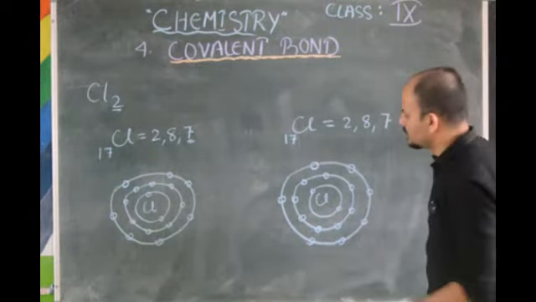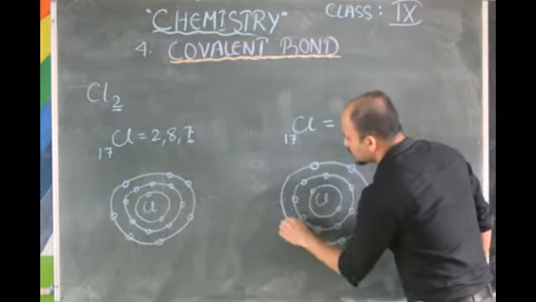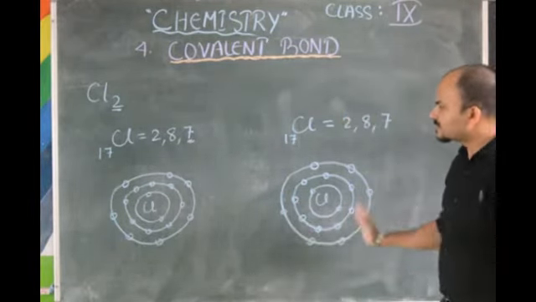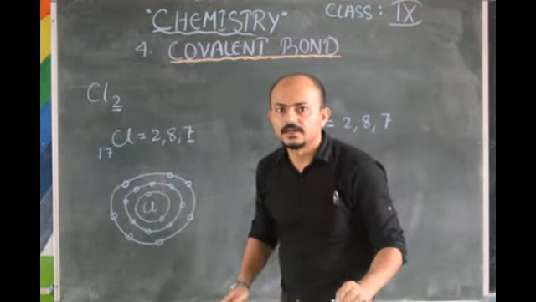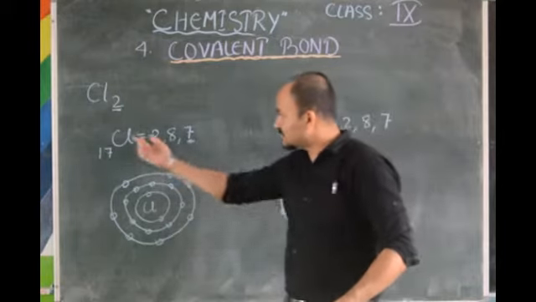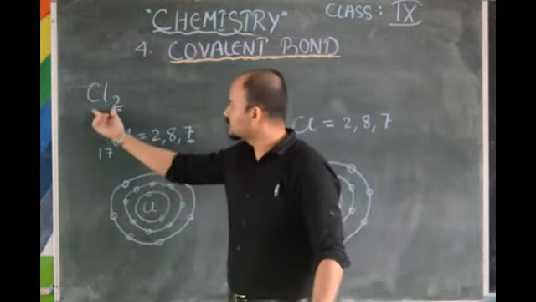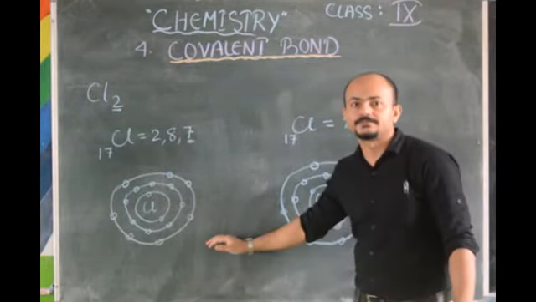Now what will happen is, see, it has 7 electrons. So this is a chlorine atom, and this is a chlorine atom. Till now they haven't combined. Now this Cl2, what does it show? It shows that there is a chemical bond formation between this chlorine and chlorine. That's what we are discussing now.